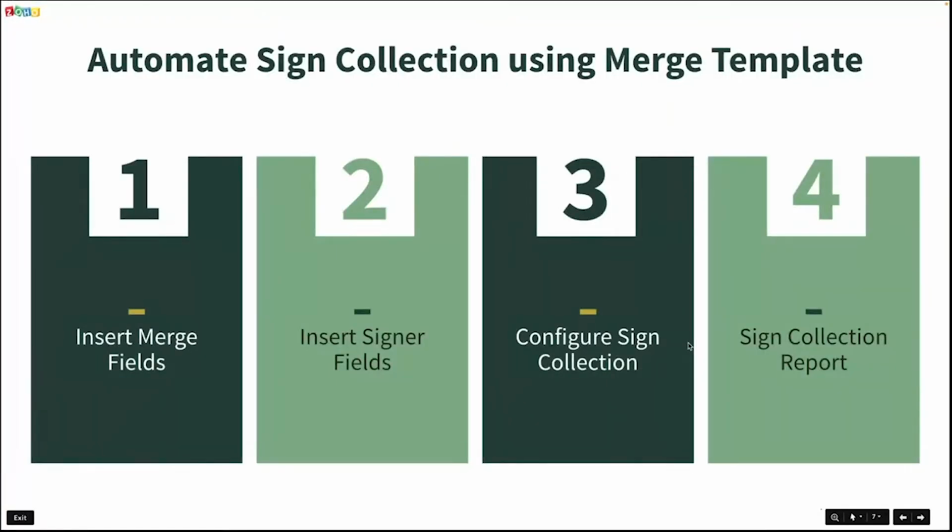First, we'll see the automation process using the merge template. You have to create a merge template, insert the merge field, insert the signer field, configure the sign collection, and last, send it out for signing.